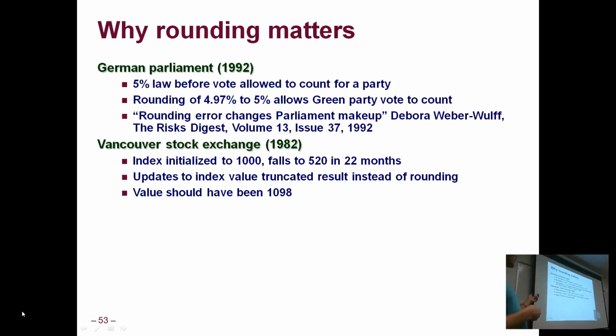And then the Vancouver Stock Exchange, and this is one of these round down consistently problems. They didn't realize they were always rounding down or truncating rather than doing a proper round. And then the stock index fell from 1,000 to 520 in 22 months. And then when they updated the algorithm to take into account that it was truncating instead of rounding, the value should have been 1,098. So these are just historical footnotes.